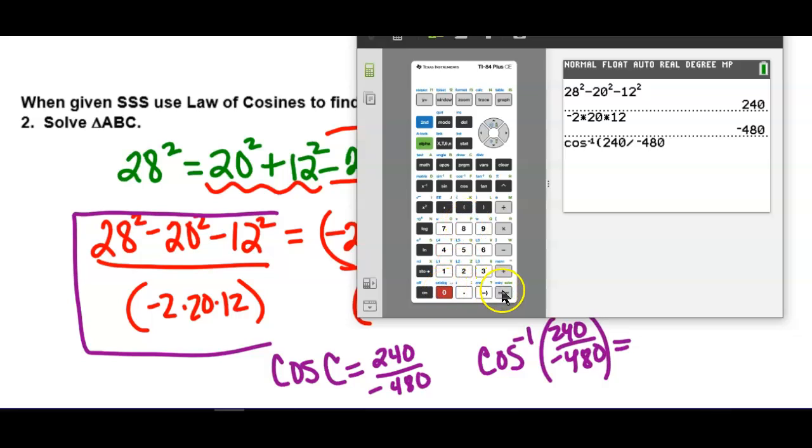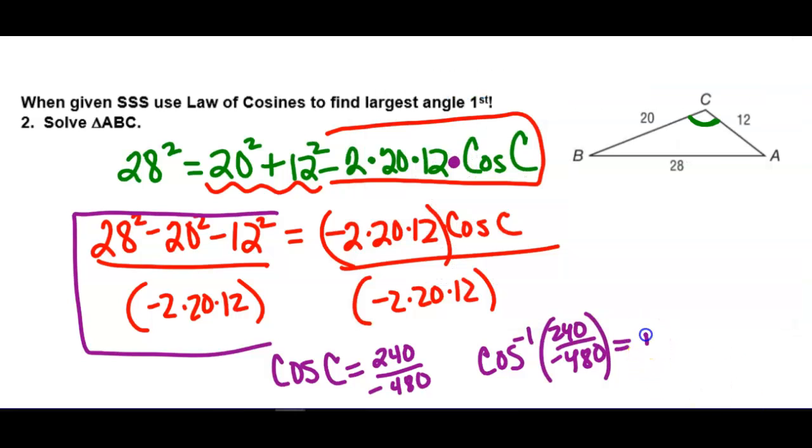I think we're going to get 120 here. There we go. All right, now that we found angle C is 120 degrees, we know that nothing else in this triangle can be an obtuse angle. So they want us to find the other two angles. We only need to do law of sines once. 120 is across from a side of 28.